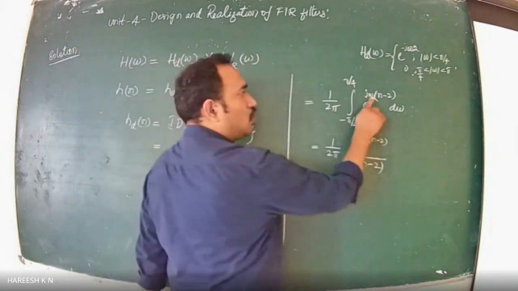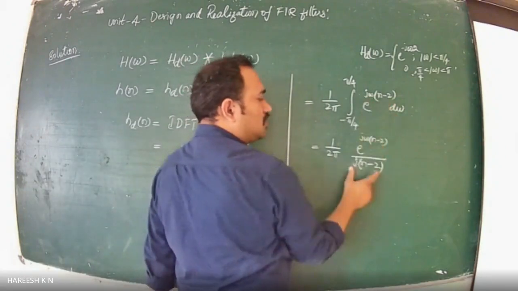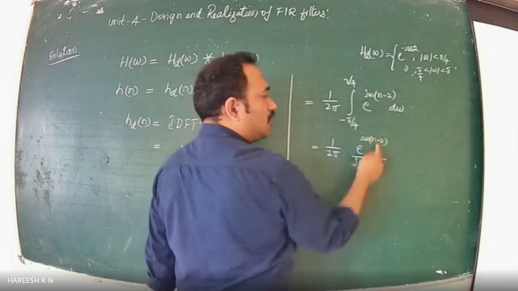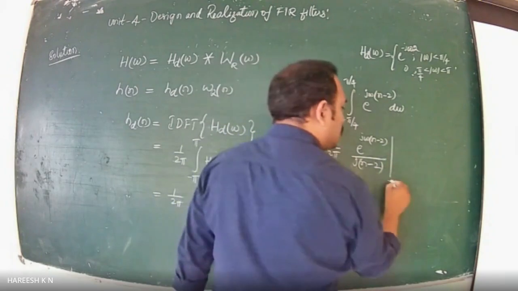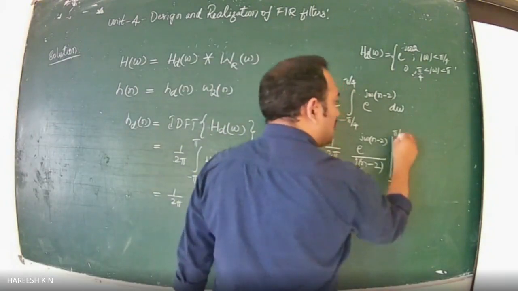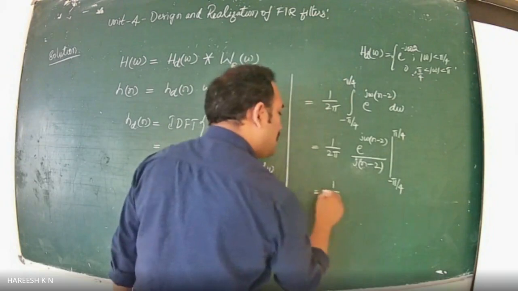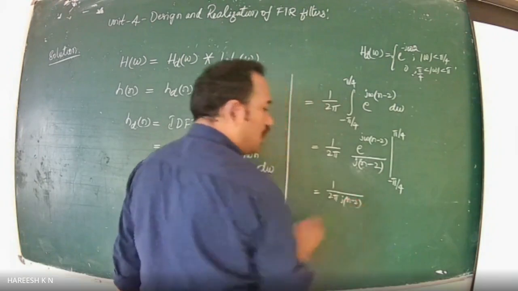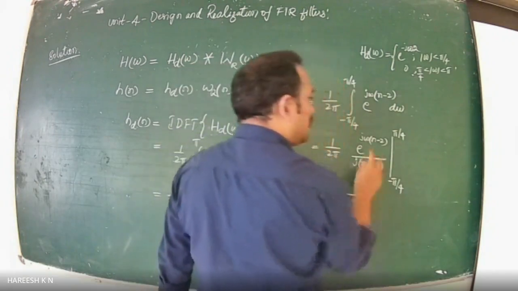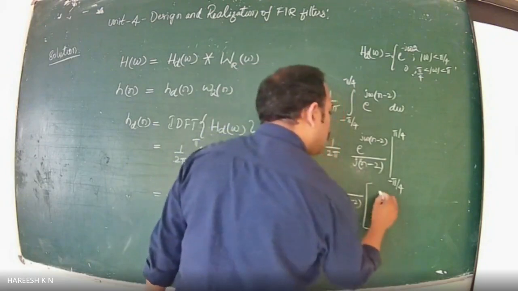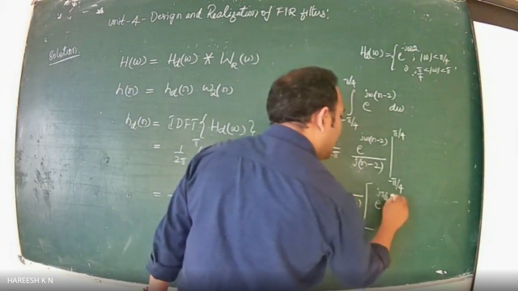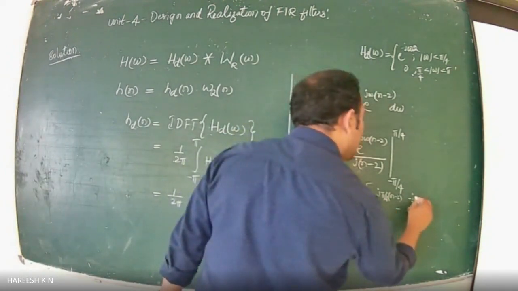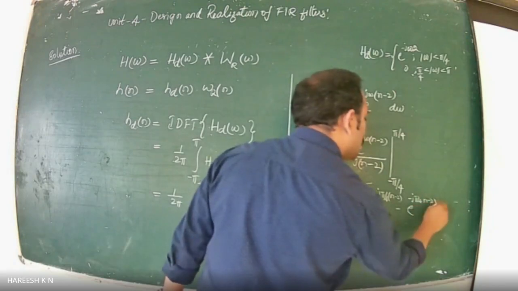Omega is a variable over there. Therefore, j and n minus 2 are constants. Therefore, j into n minus 2 has been retained in the denominator, and e to the power of j omega n minus 2 has been written over there with respect to the limit minus pi by 4 to plus pi by 4. Now, this is equal to 1 divided by 2 pi into j n minus 2 altogether into the upper limit. If I apply the upper limit over there, it is e to the power of j pi by 4 into n minus 2, minus e to the power of the lower limit, minus j pi by 4 into n minus 2. Isn't it?